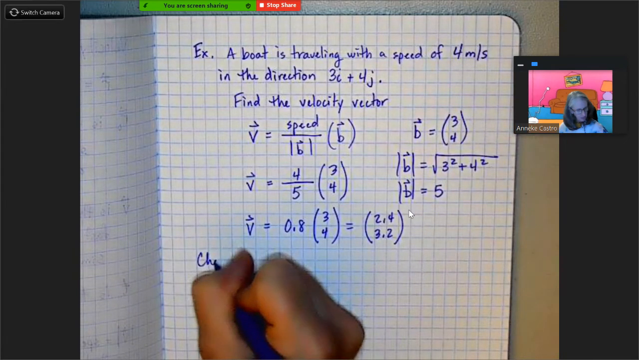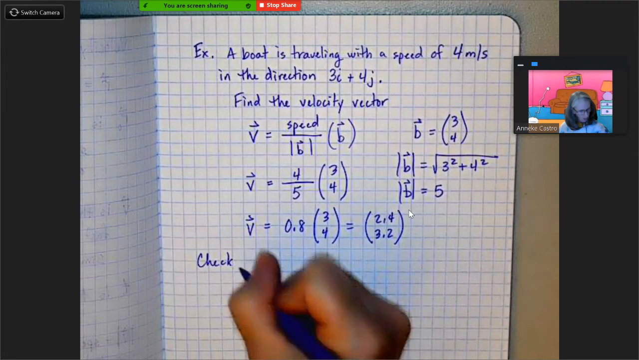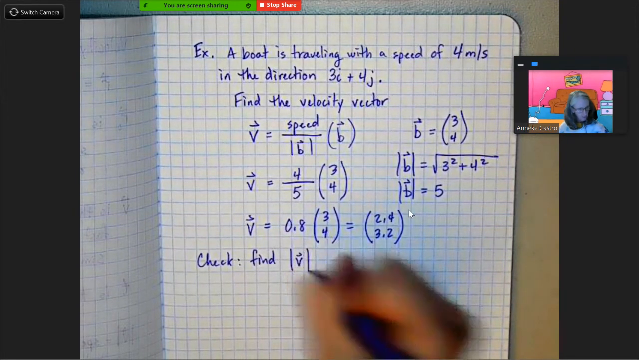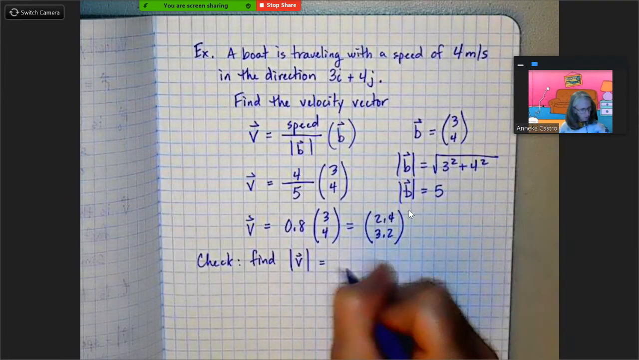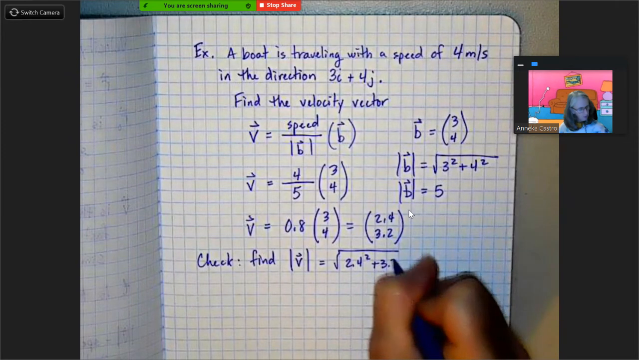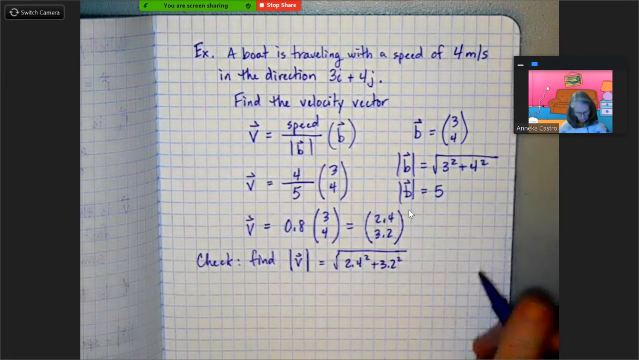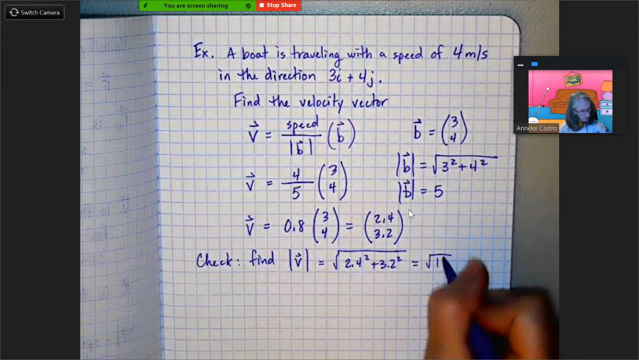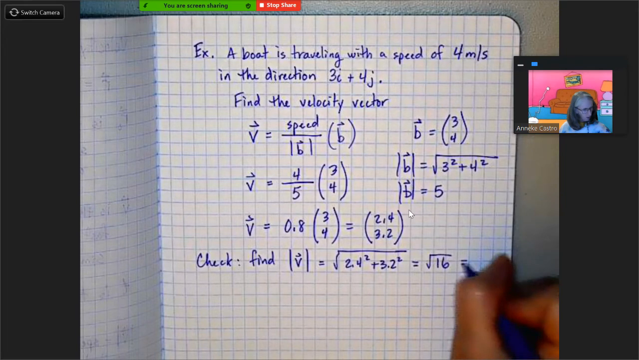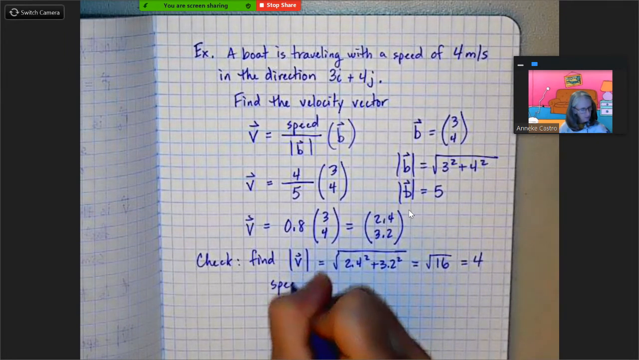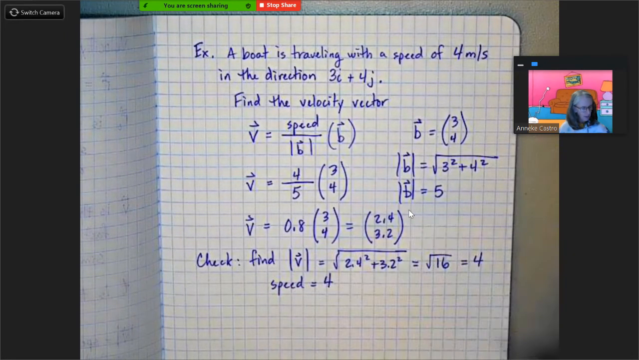Okay, so I'm going to find the speed. That's going to be equal to the square root of 2.4 squared plus 3.2 squared. And if I put that into my handy dandy calculator, I get that equals the square root of 16. Trust me, I did it. And that equals 4. Oh, bam, it matches. 4 meters per second is my speed. So the speed is equal to 4. Okay, I just checked it.